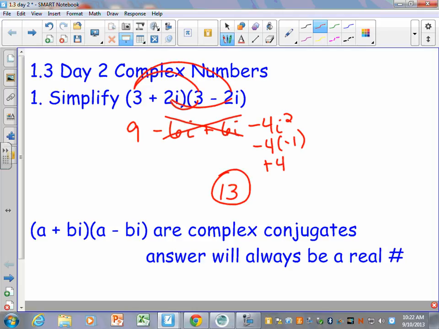So why is this important? Well, just like radicals, we don't like imaginary numbers in the bottom of our fraction, so we have to multiply by a conjugate to get rid of it. So that was the part that I didn't get to yesterday that will be today. Okay with that?